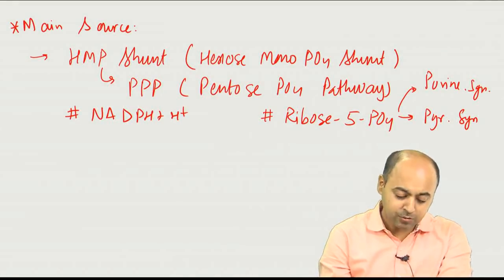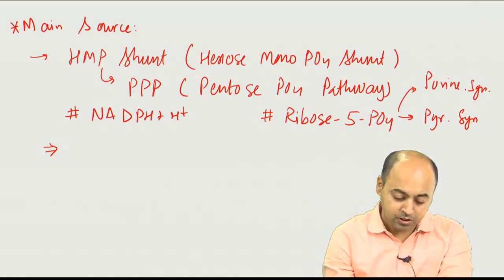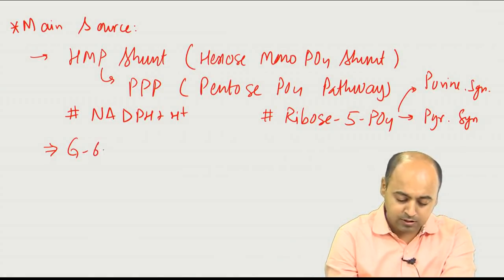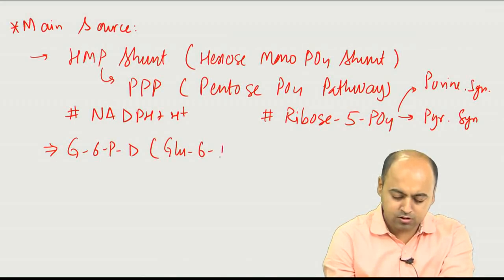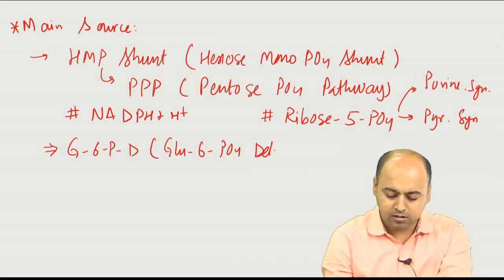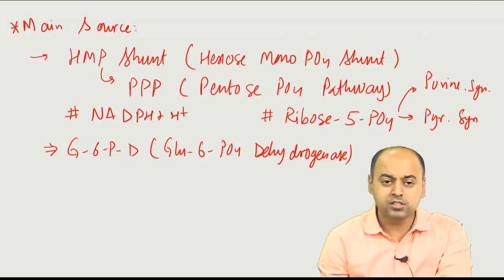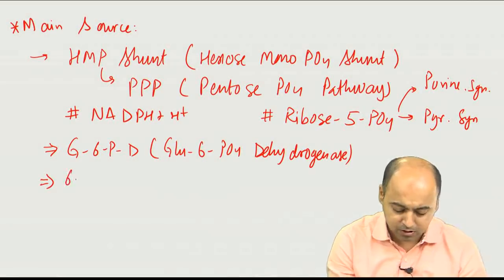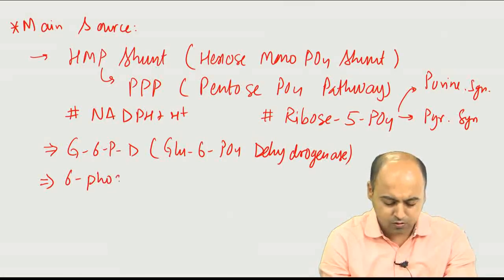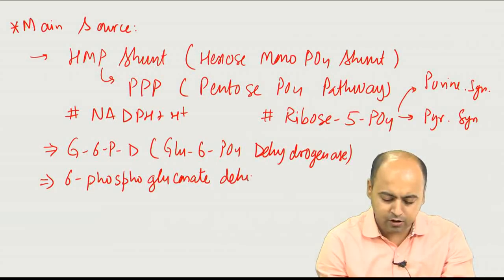In the HMP shunt, the NADPH comes from two enzymes. The first enzyme is the well-known G6PD, that is the glucose 6-phosphate dehydrogenase, and the second enzyme is 6-phosphogluconate dehydrogenase.